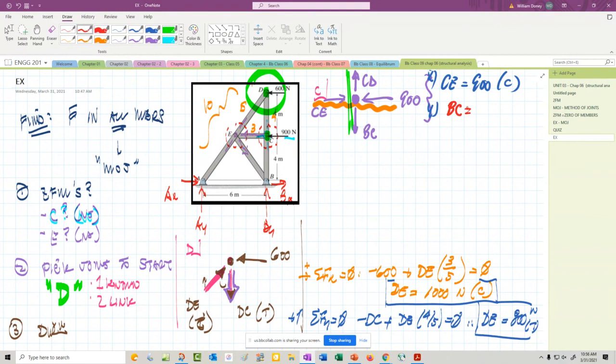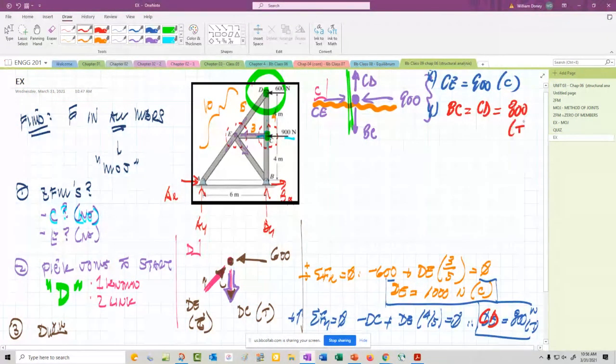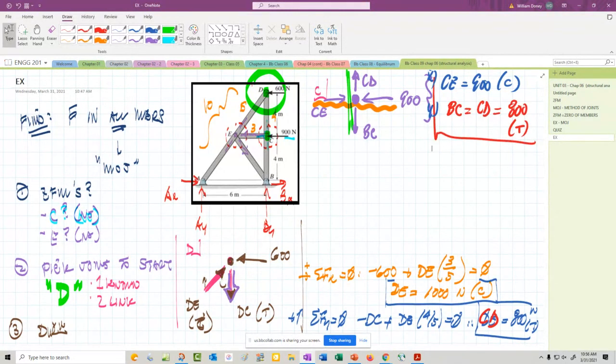And where is CD? Well, that should be a CD down here, shouldn't it? Or DC. And that's going to be 800. And since that is pulling, that'll be under tension. So we found two more. We took care of that joint and that joint. We know that member, that member, that member, and that member. Really just have to do joint E and that'll get these last two members. We don't need to know the reactions. So let's look at E.